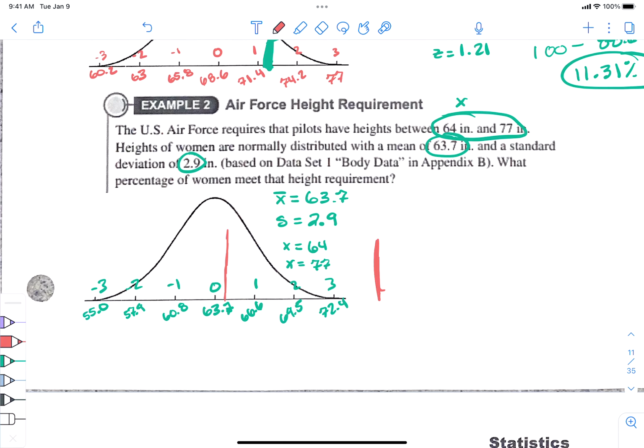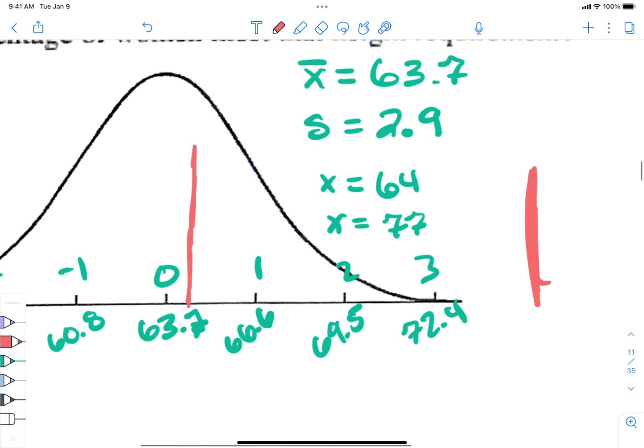Women, get ready to be mad. Because we don't get to 77 inches. All right, here you go. If the average is 63.7, they're saying the minimum height requirement is 64. So the average female doesn't even fit this requirement. Why? Because they've designed these planes for men to fly them. Isn't that ridiculous? And we're not in the draft. Anyway, so that's why we're skewed to the right a little bit. The average female doesn't even fit this range.